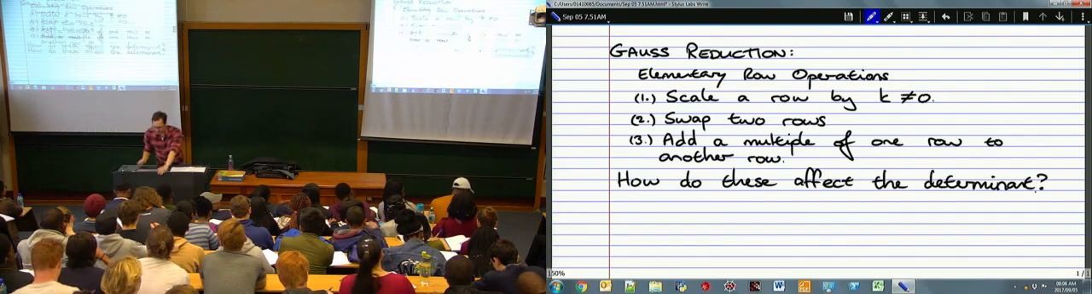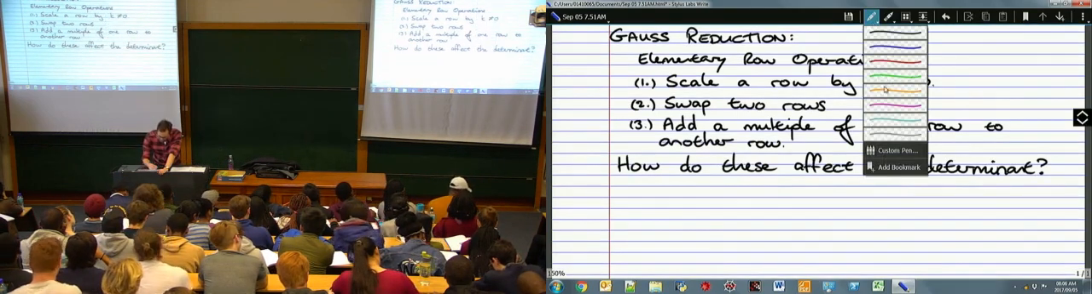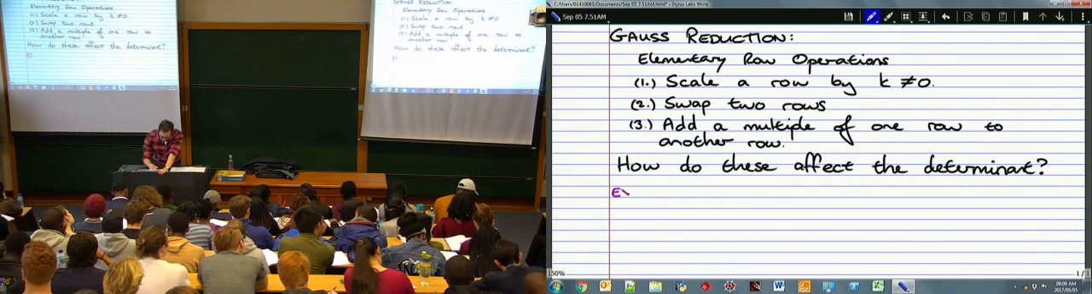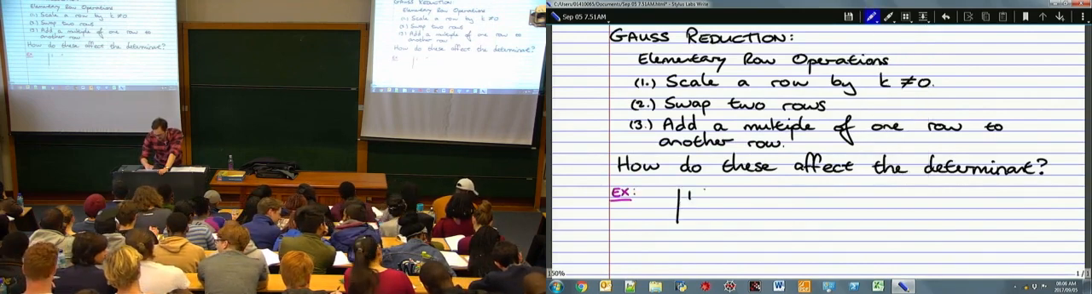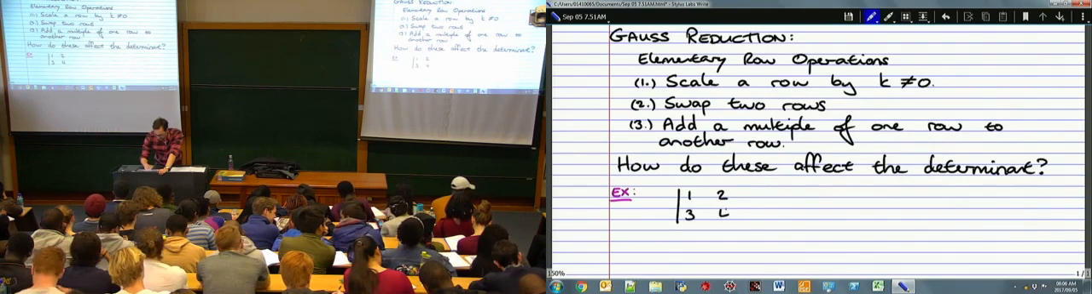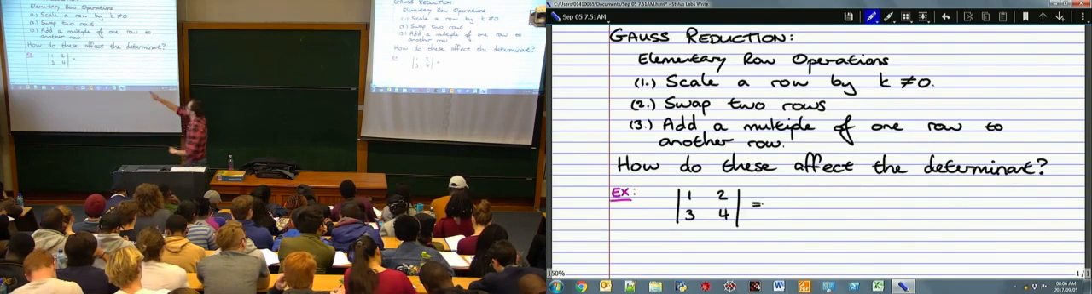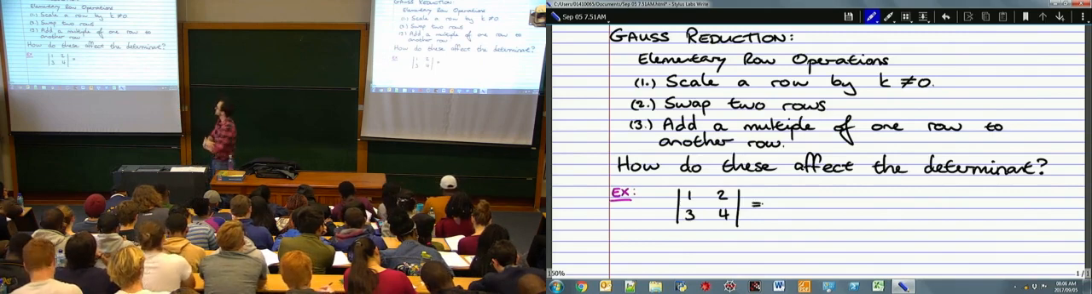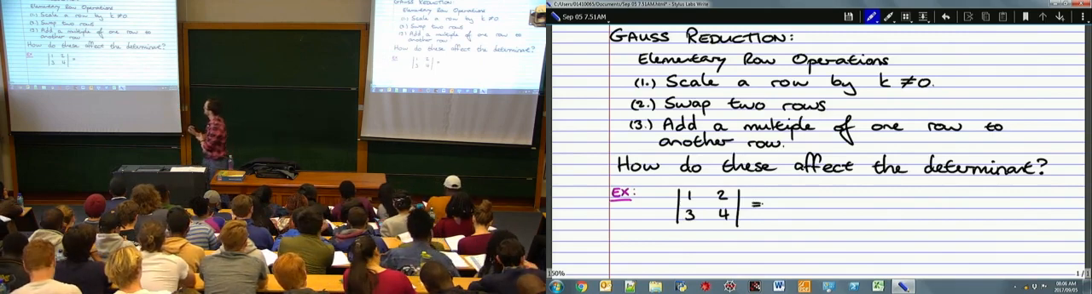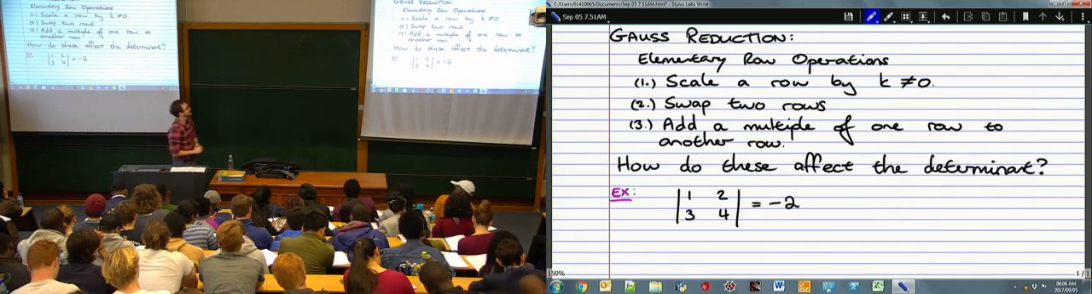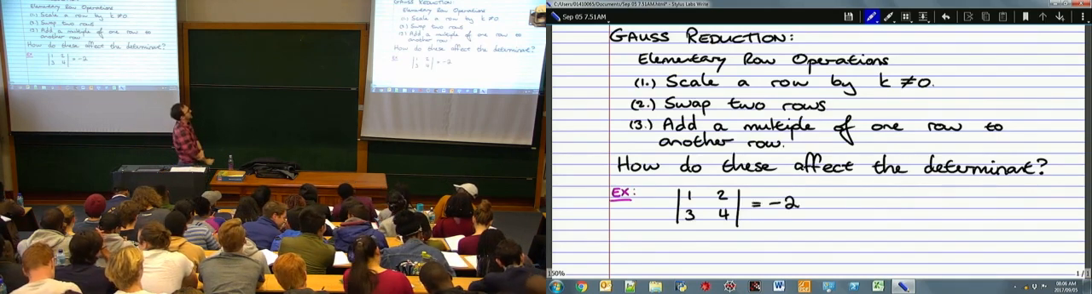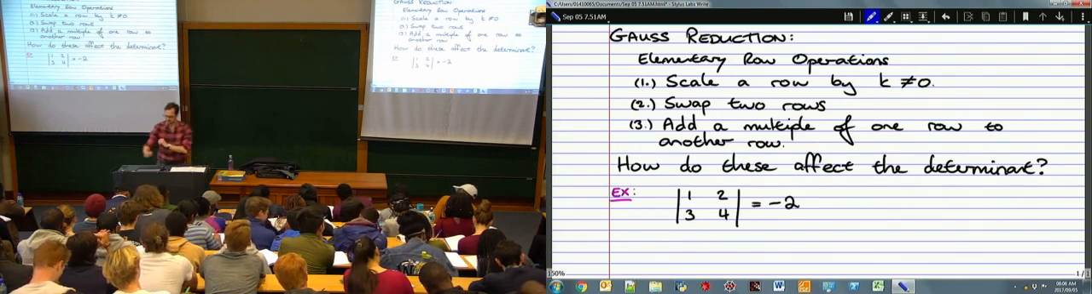Okay, so let's take a look at an example. We're just going to take a very simple 2x2 matrix and we'll calculate its determinant. So the determinant of 1, 2, 3, 4. So that's 1 times 4 minus 2 times 3, so 4 minus 6. That's equal to minus 2. Okay. Then we could scale a row by k not equal to 0.